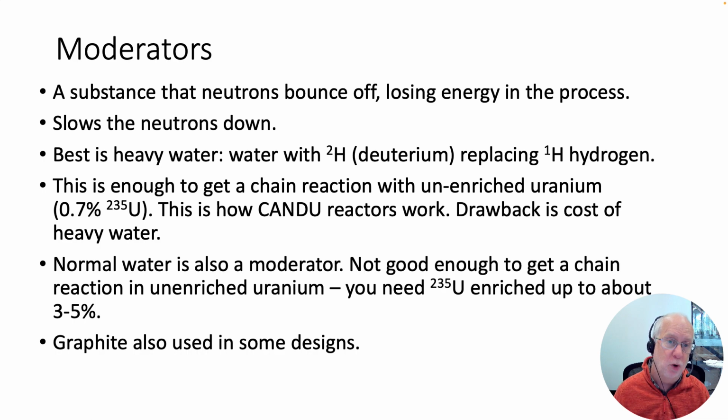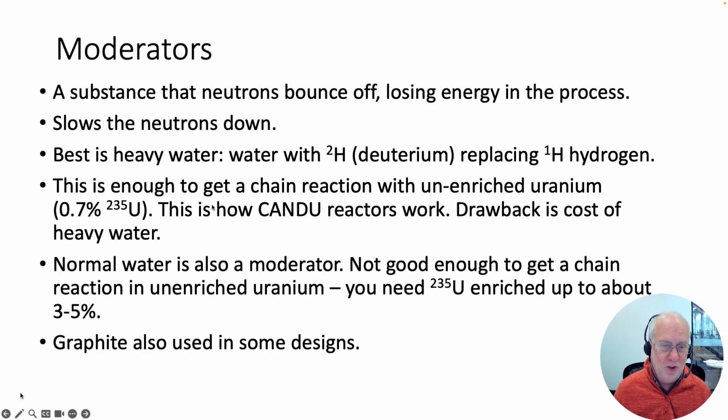This is done with moderators. A moderator is a substance that slows the neutrons, because the neutrons that come out of uranium-235 fission are actually travelling very fast, and so what you need is to get them bouncing off a bunch of other nuclei, and in the process losing energy and slowing down, being called thermalized, converted to thermal energies.